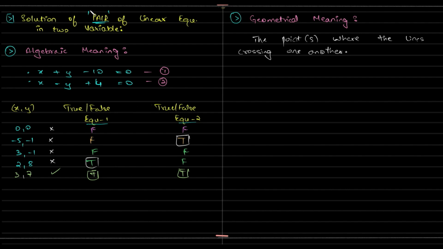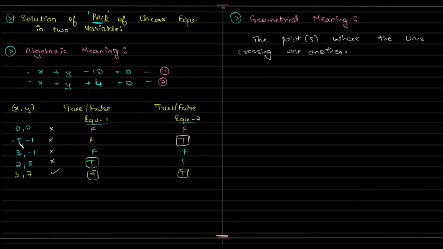So the solution for a pair of linear equations in two variables is that value or values. In some cases you will get more than 1 point. That we will be looking at in the chapter itself. So that value which gives you a true statement for both the equations. Of course it can be not only a pair, it can be any number of linear equations. It can be more than 2. So the basic idea is that the solution for any number of linear equations is that value which makes all of those equations, when we substitute it, give a true statement.